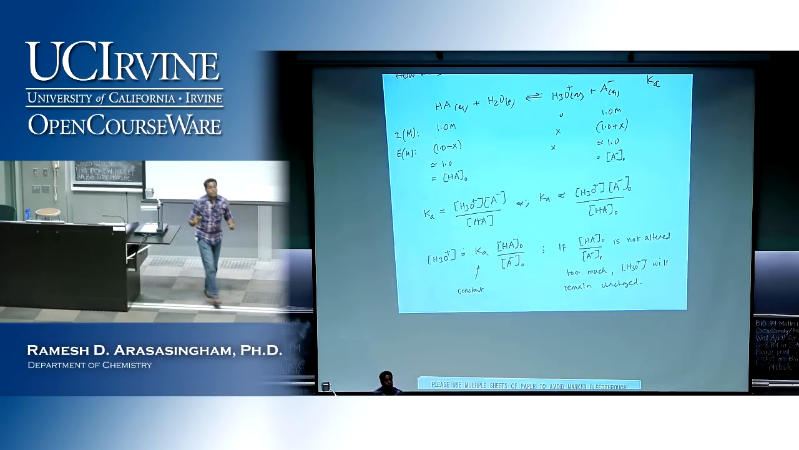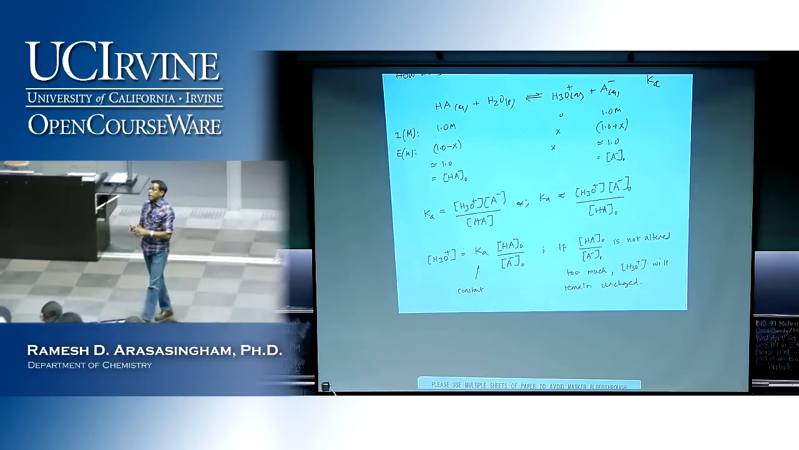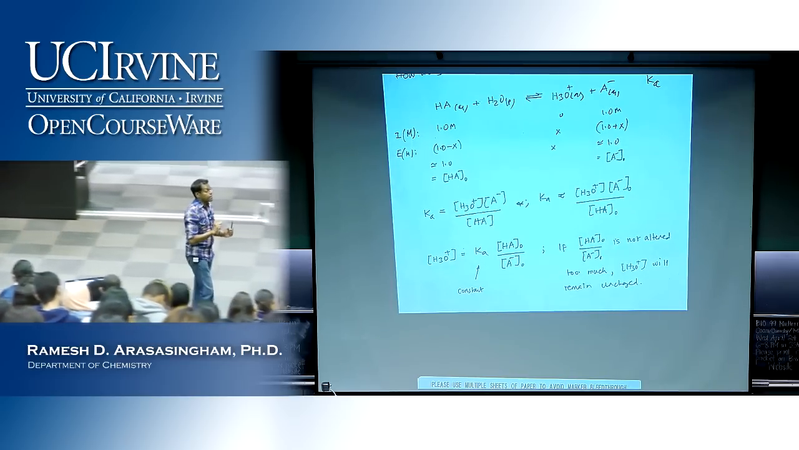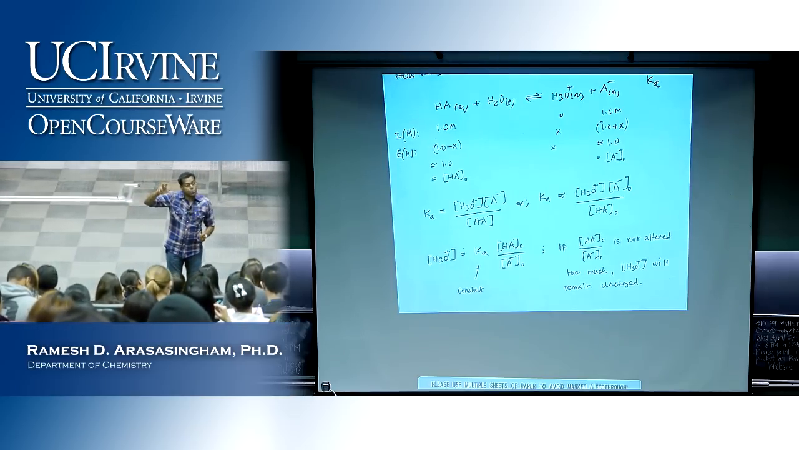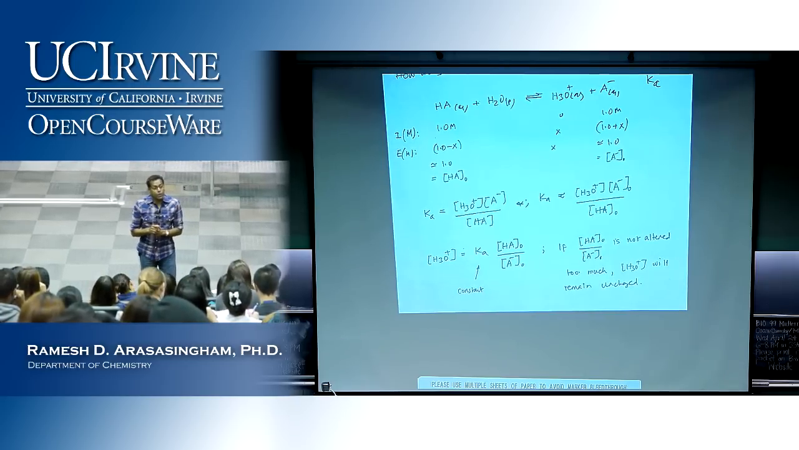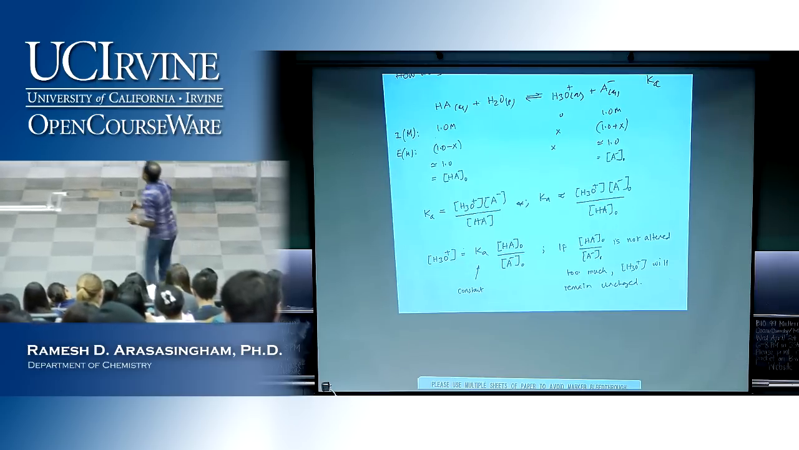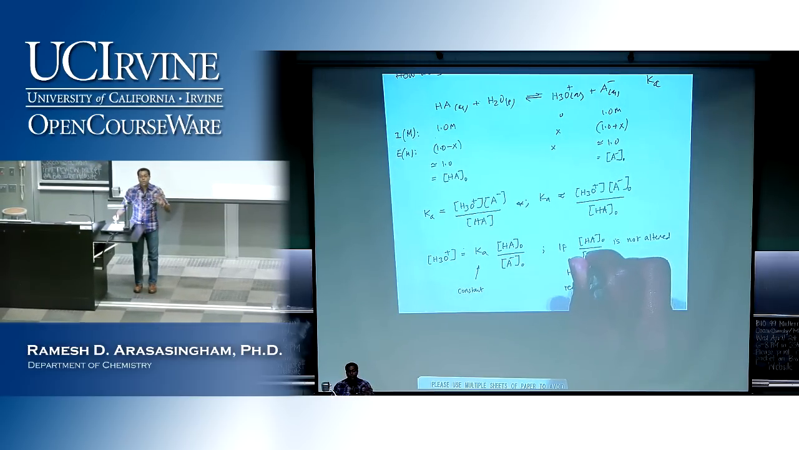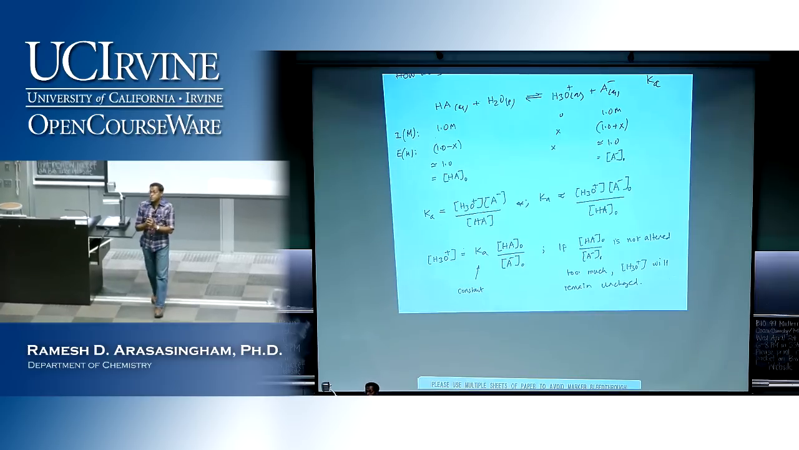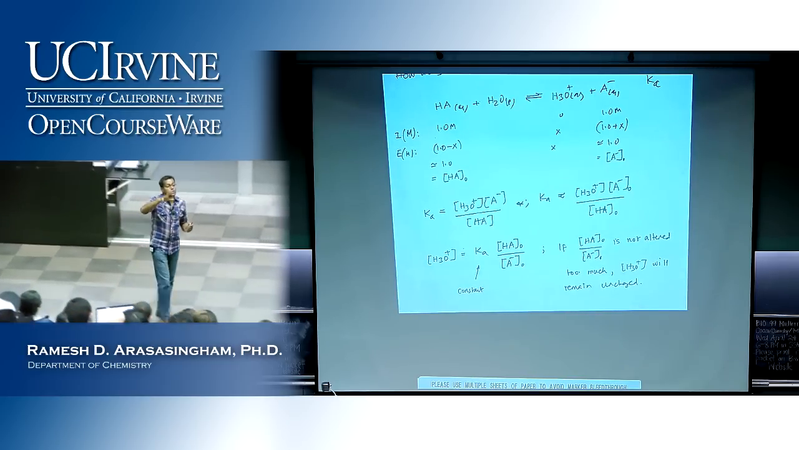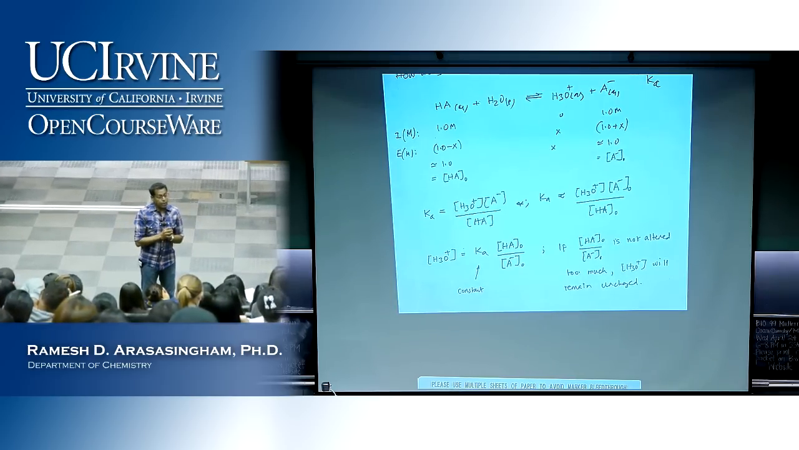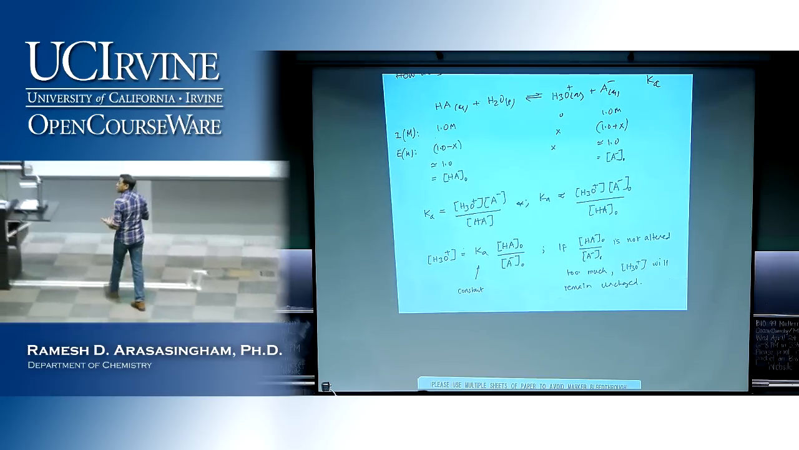Is that clear? So if we look at a buffer, and you have substantial amounts of both, and the pH is not going to change, pH depends on the hydronium ion concentration, and therefore, if that ratio is not altered too much, we know that the hydronium ion concentration will not change that much. And so that's how buffers work. In buffers, because you have substantial amounts of both, when you add an acid or a base, this ratio is not altered all that much. And as long as the ratio is not altered, the hydronium ion concentration does not change, and therefore the pH remains unchanged.